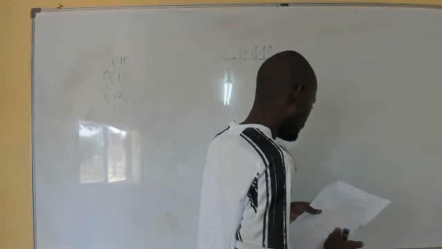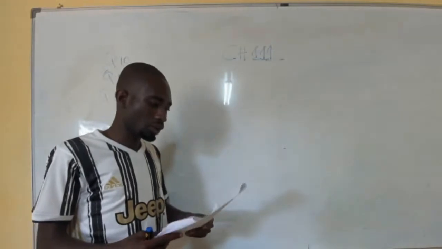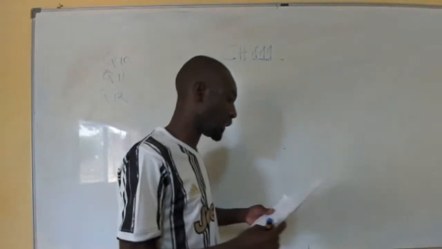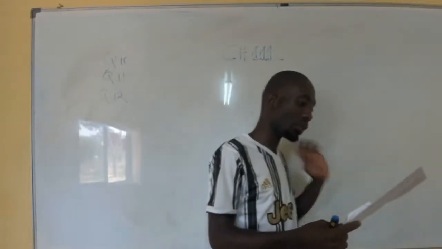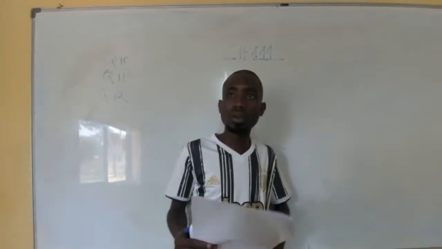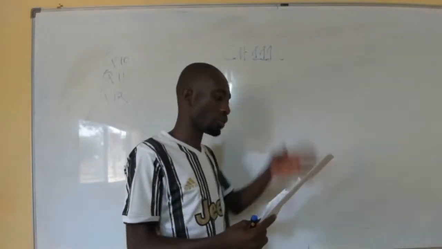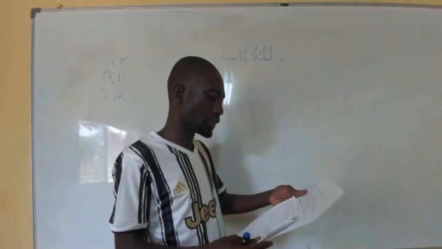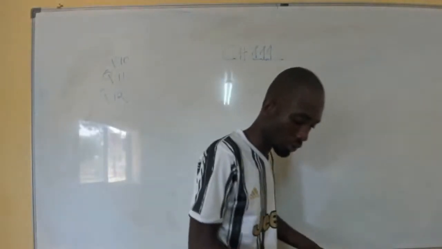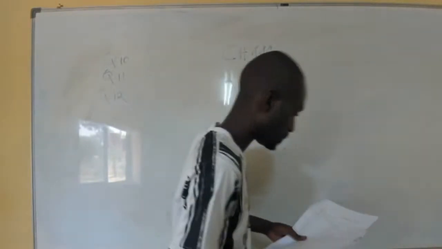So question 10. The question is: the energy of a mole of photons of red light from the laser is 175 kJ per mole. Calculate the energy of one photon of red light. So what is the wavelength of light? You need to take note of that. This is what you have to do.